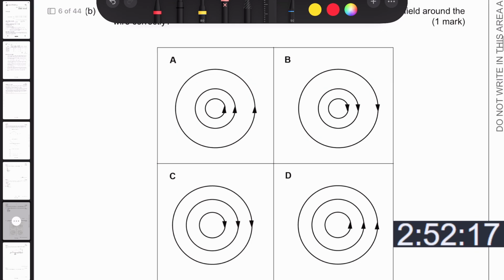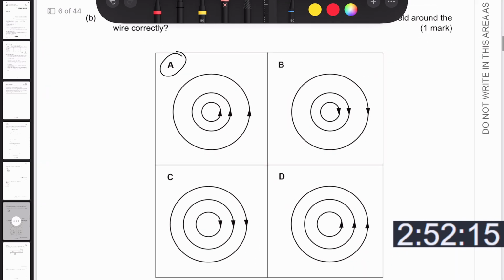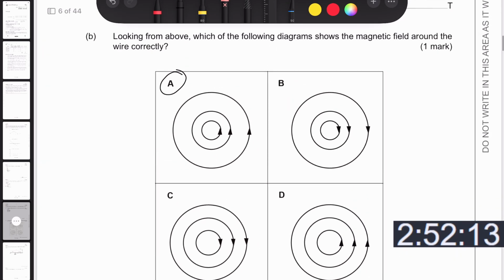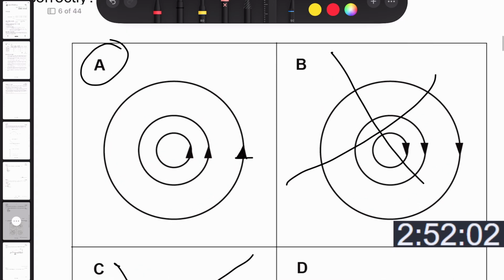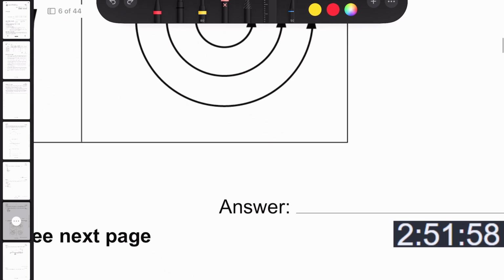I think it's going to be A. It decreases with radius, and at the right hand side it's going to be going upwards. It's not C or B, and it has to be decreasing in strength, which is why it's further apart than D, where it's all equally spaced. So A.